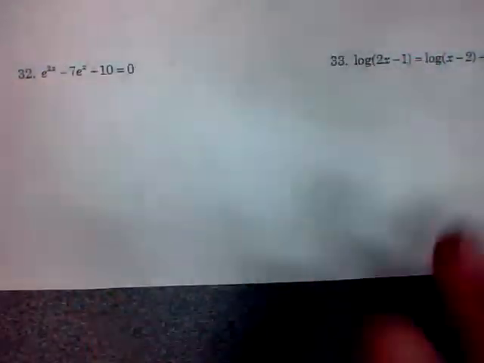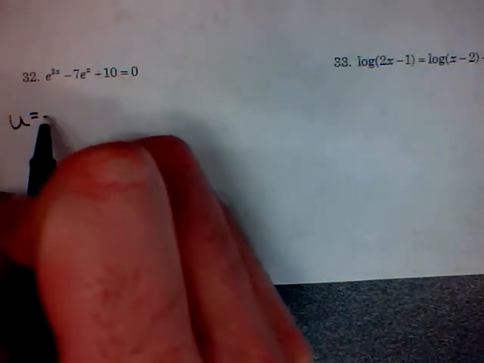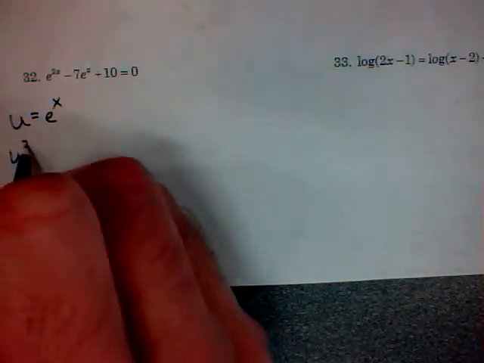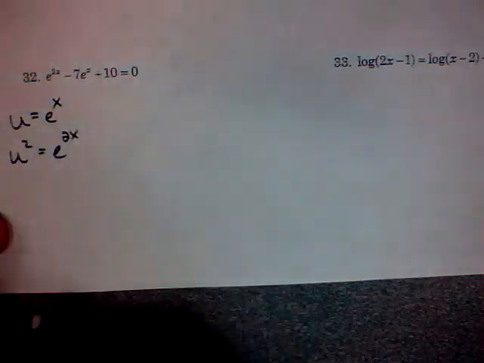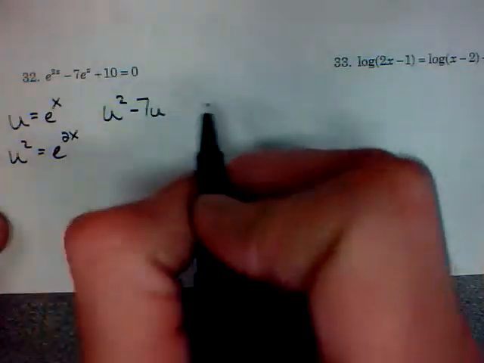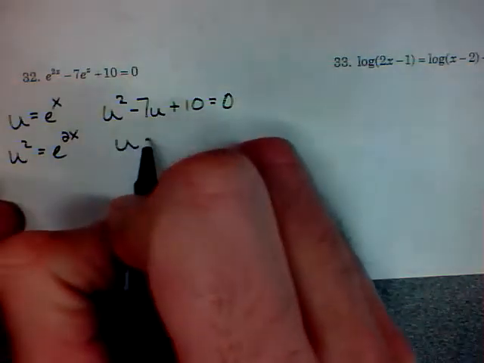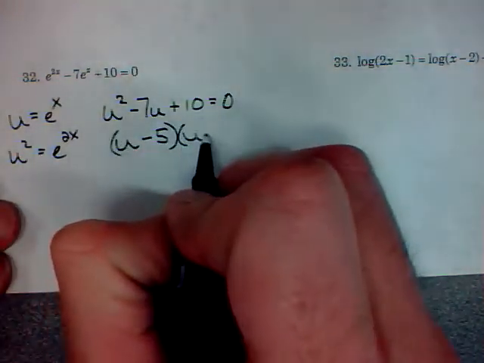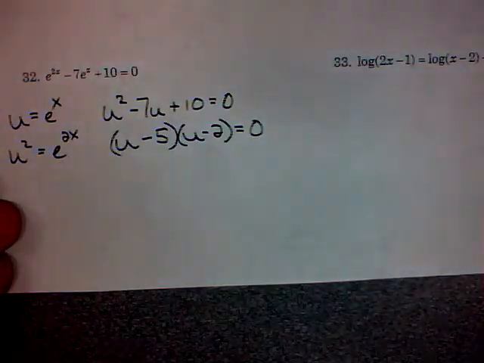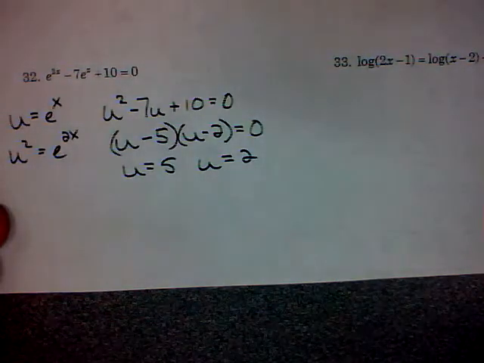Okay, two more. 32. This looks like an awesome u substitution question. So here, because if we let u equal e to the x, then u squared would be e to the 2x, and that's what we have there. So this is u squared minus 7u plus 10 equals 0. So this is u minus 5 and u minus 2 when you factor. So that makes u equal to 5 and u equal to positive 2.